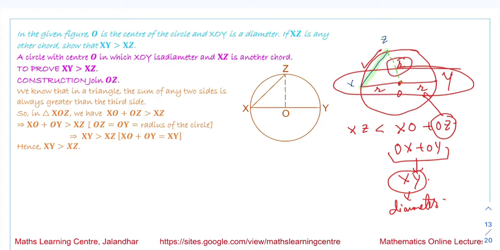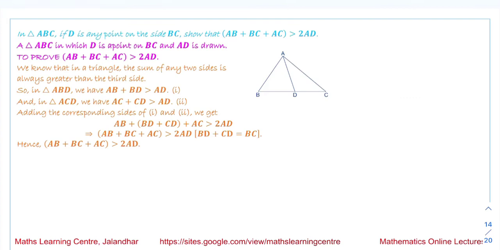Now the next result we have to prove is that any triangle ABC is given and D is any point on the side BC. If we join the points A and D, we get the figure in this form. What we have to prove is that AB plus BC plus AC, the perimeter, is greater than 2 times the length AD. So we are considering two triangles, one is ABD and the second is triangle ACD.